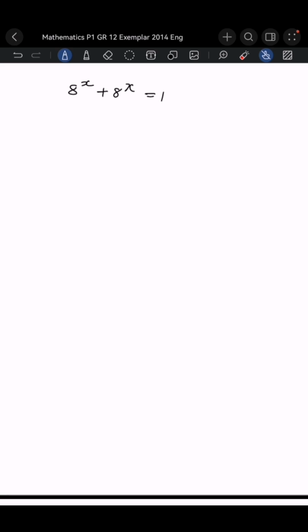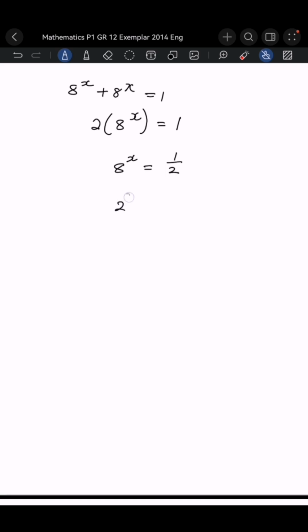Okay. We have 8 raised to the power of x plus 8 raised to the power of x is equal to 1. Again, as we can see here, 8 raised to the power of x terms are like terms, so we can just say 2 times 8 raised to the power of x is equal to 1. Divide both sides by 2. 8 raised to the power of x is equal to 1 over 2.